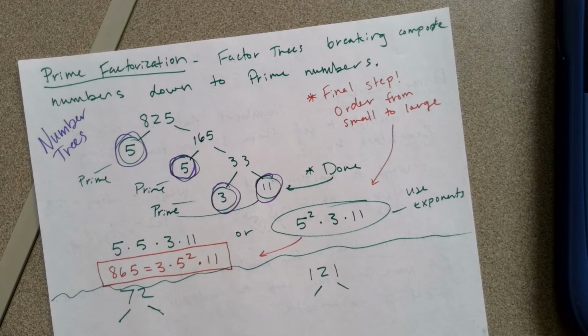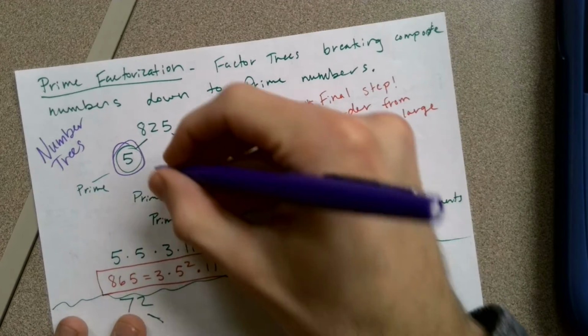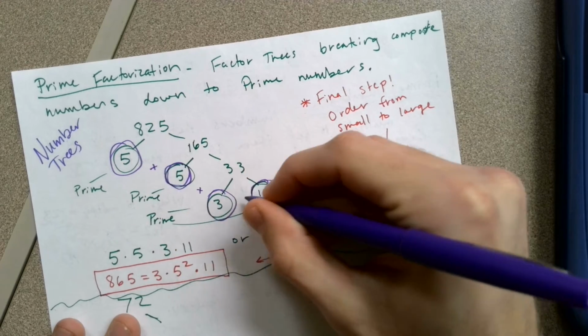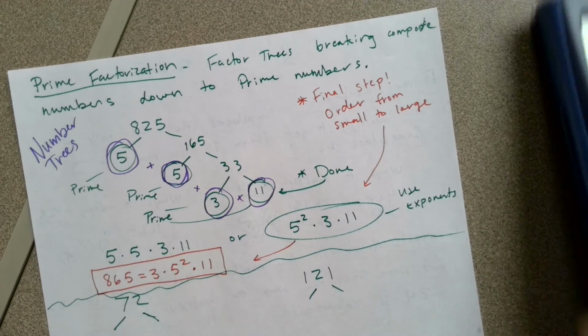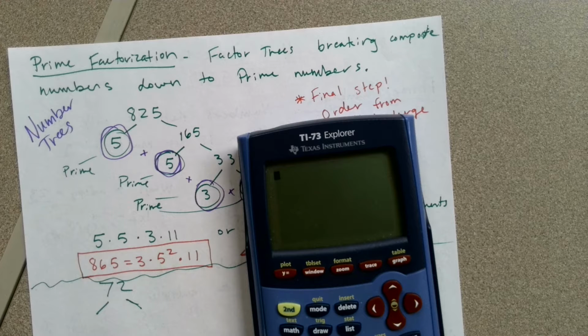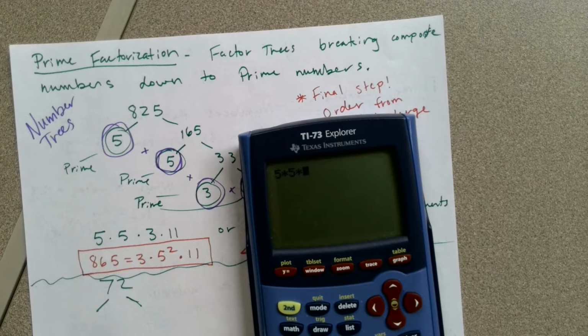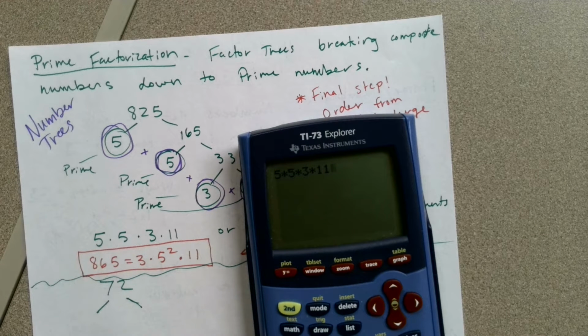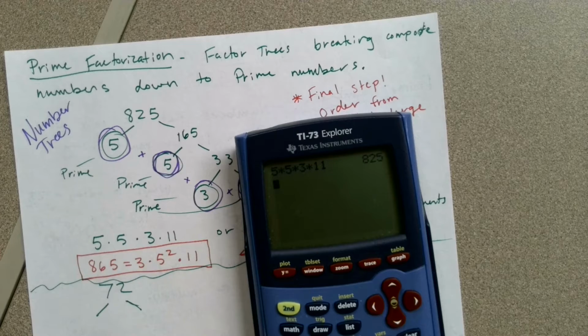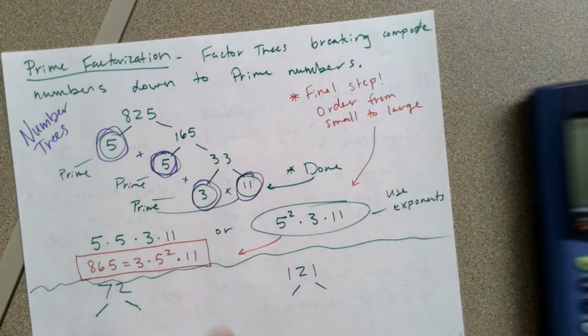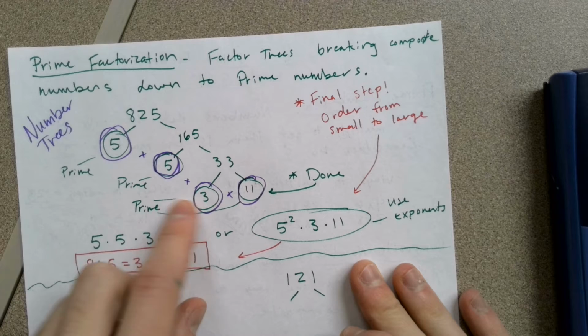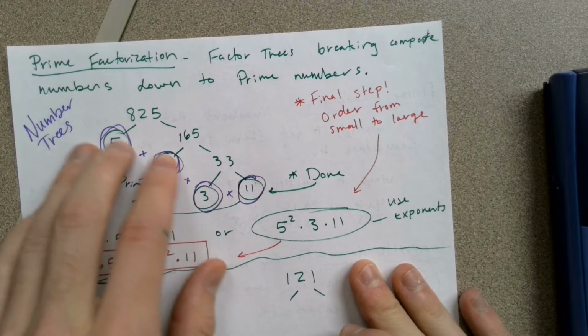Now what we do is we complete our prime factorization by multiplying all of these numbers that we have circled. So take a look at this. If we multiply all those numbers together, 5 times 5 times 3 times 11, guess what we're going to get here? 825. These numbers are the prime factorization, the smallest versions of this number.